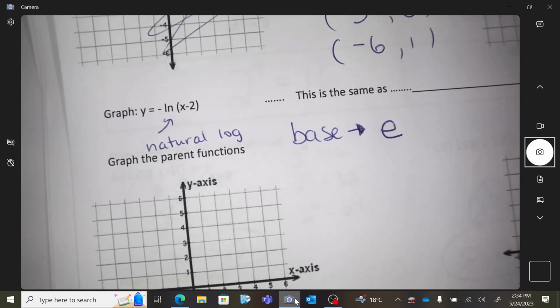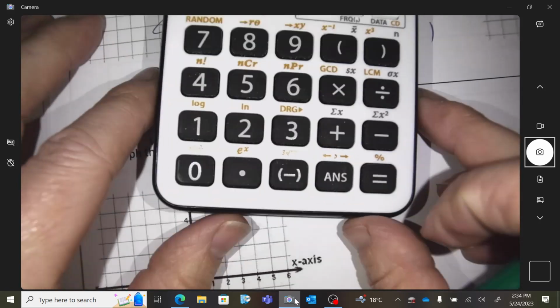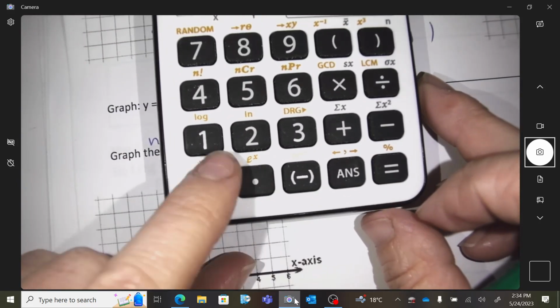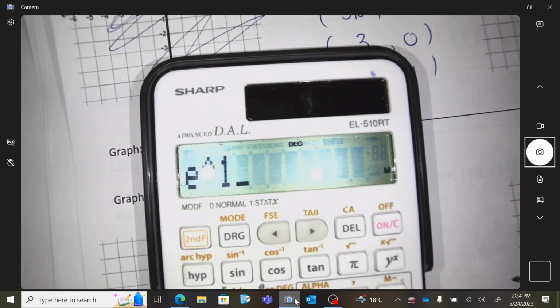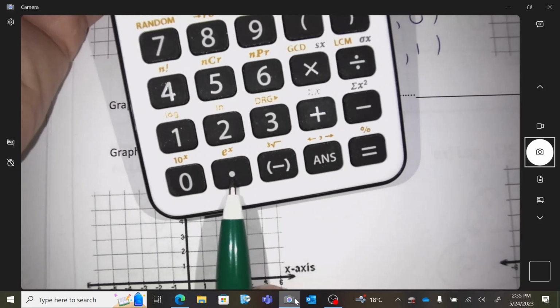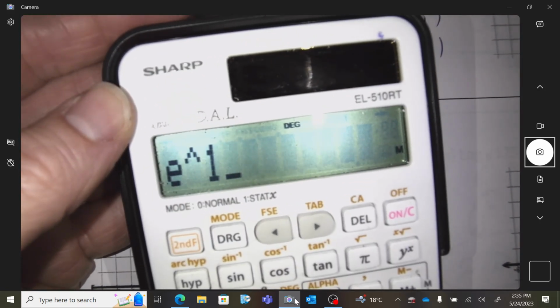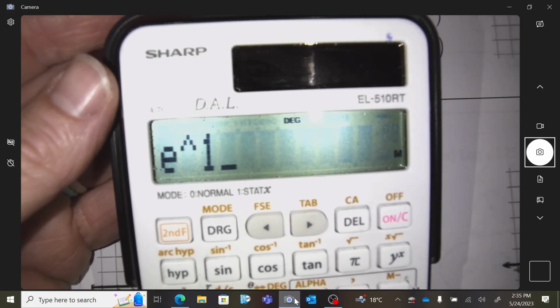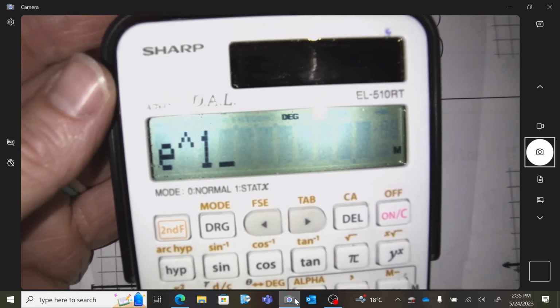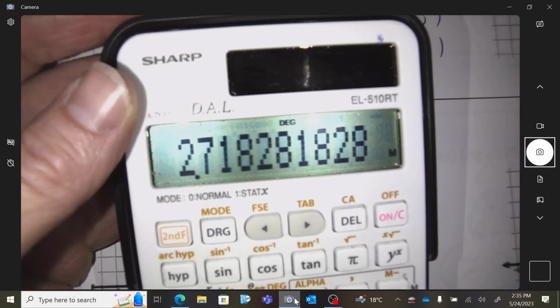Okay, do you know in math, if I say pi, that's actually a number, right? 3.14, blah, blah, blah. E is also a number. So everybody's finding their E button. Mine's at the bottom here. E to the x, and I would have to put E to the 1. Mine gives an exponent, so I have to put E to the 1. And it should be 2.7 and so on.